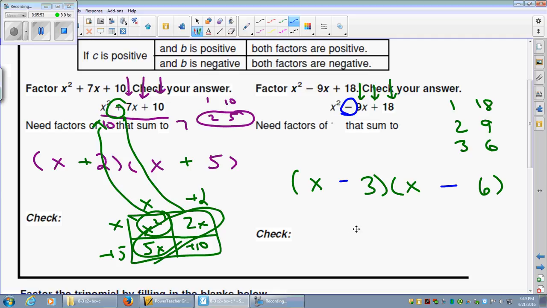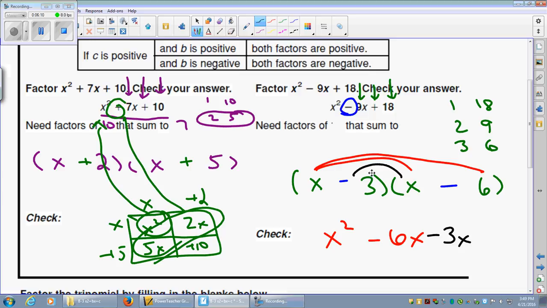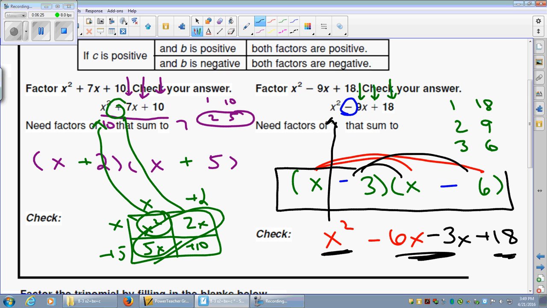And if you don't believe me, let's do this. I'll do double distribution this time. X times x gives me x squared. X times negative 6 gives me negative 6x. I'll switch up the color. Negative 3 times x gives me negative 3x. And negative 3 times negative 6 gives me positive 18. Does everyone see how the x squared matches up? How the negative 9x from those two, and then obviously the 18. So here is my answer. Okay?